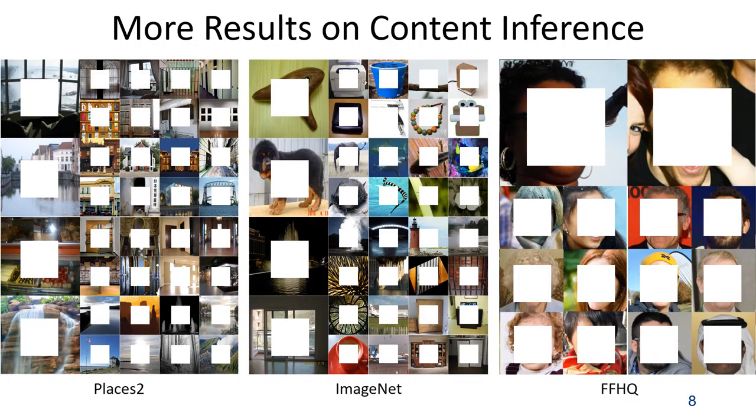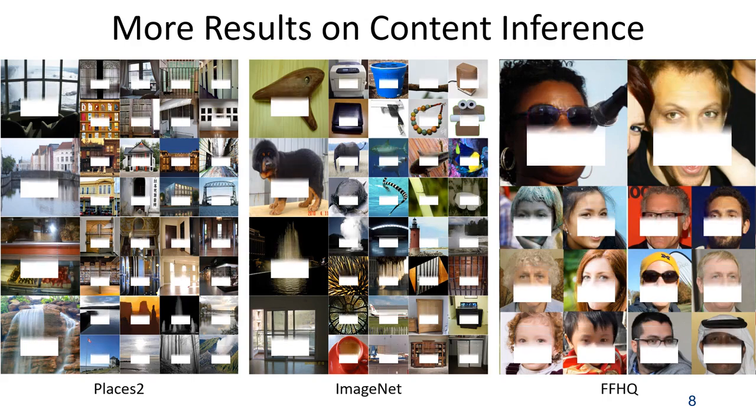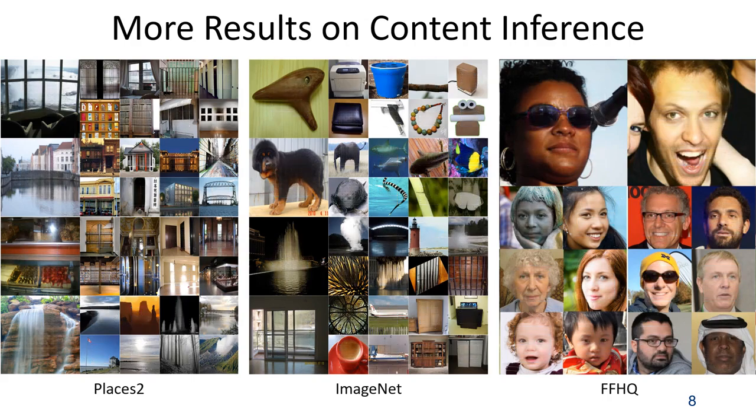For the large center masked images, our TFill-coarse model is able to fill in plausible content on various scenarios, such as buildings, natural scenes, animals, and faces. More results are provided in our paper.